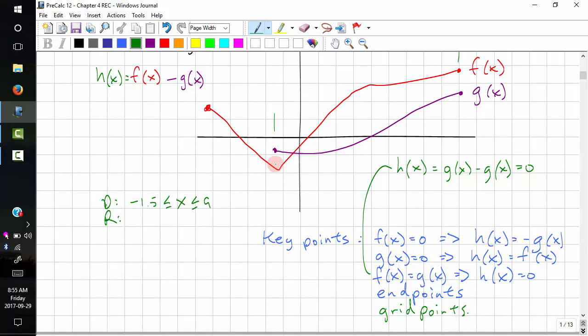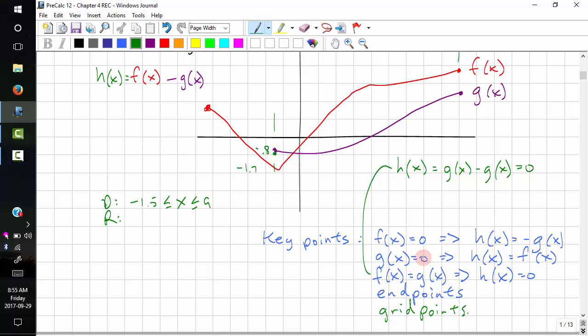Okay, again, we start with the endpoints. So 1.7, negative 0.8, negative 1.7, negative 0.8. And we're doing f minus g. So that's roughly 0.9.